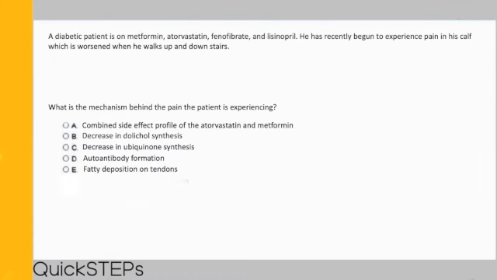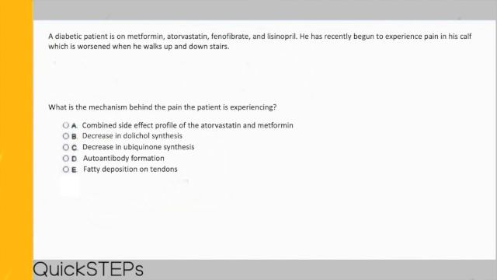All right, let's look at the next question. This question is short, but it is super, super high yield. I think it's shown up on everyone's board exam at some point, whether it's step 1, 2, and so on. A diabetic patient is on metformin, atorvastatin, fenofibrate, and lisinopril. He has recently begun to experience pain in his calf, which has worsened when he walks up and down stairs. What is the mechanism behind the pain that the patient is experiencing?